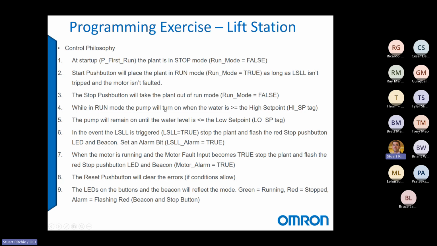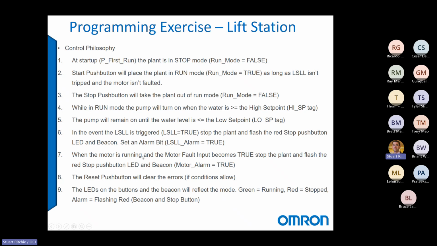Now, while we're in run mode, the pump will turn on when the water is above the high set point, and we'll have to make a tag for that. The pump will remain on until the water level is below the low set point, and we'll have to make a low set point tag for that. If the low level switch trips, stop the plant, flash the push button and the beacon, and then set an alarm bit true. So we want to retain that alarm in the event that the level switch recovers. We want to know that it actually happened because that's an abnormal state.